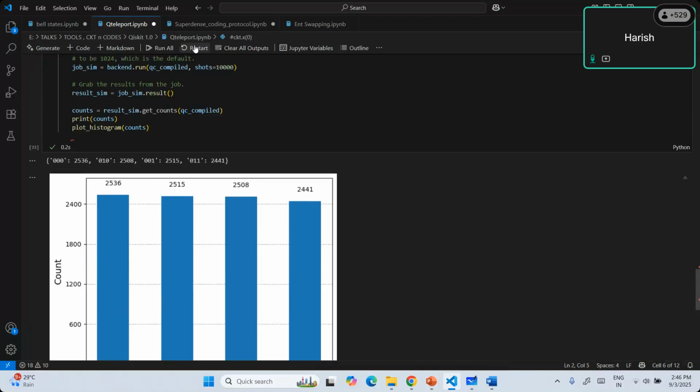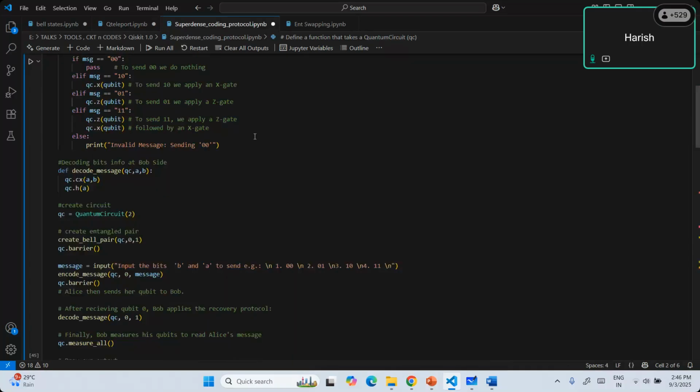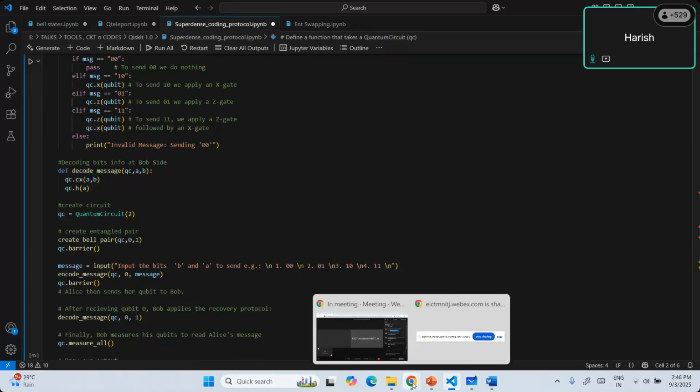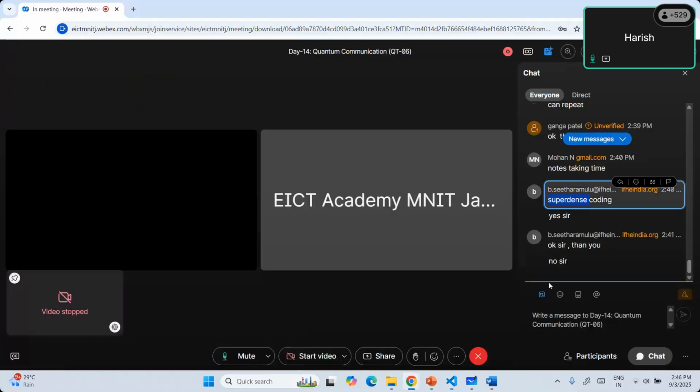Then we can move to the super dense coding protocol. So if there is any query in the teleportation part, you can ask. Otherwise, I can move on.